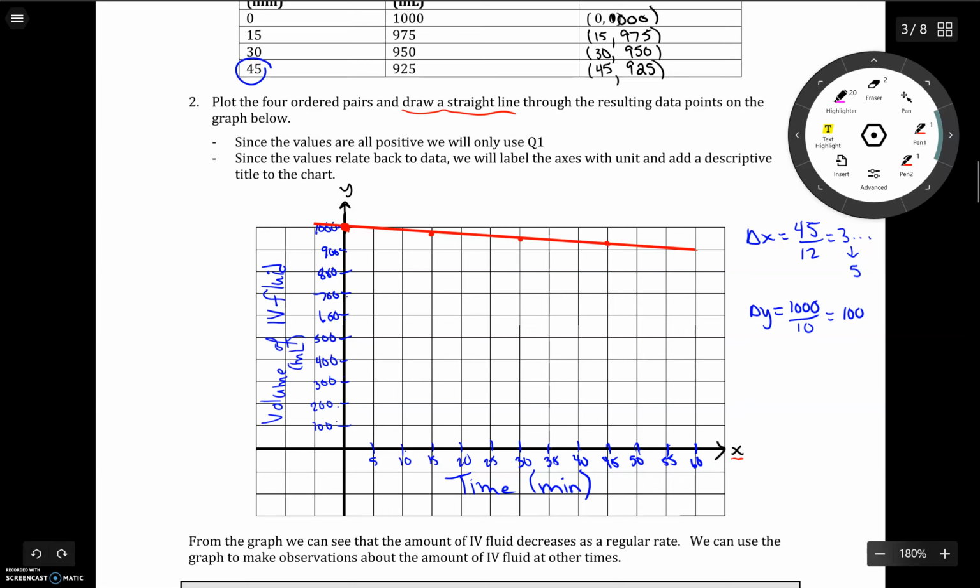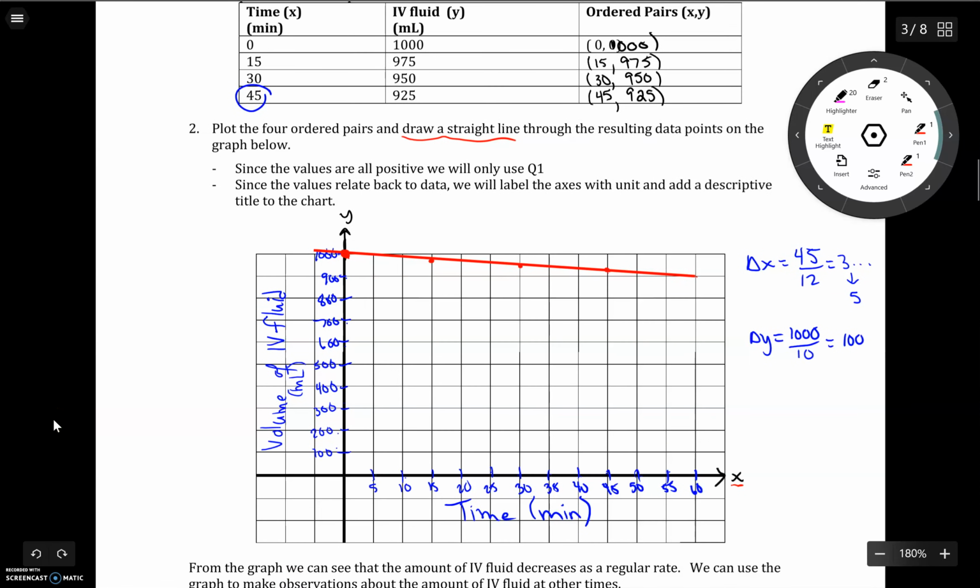Okay, great job. So in this case, we were given a table of values that was pre-populated for us. The next video will look at generating a table of values from a formula.